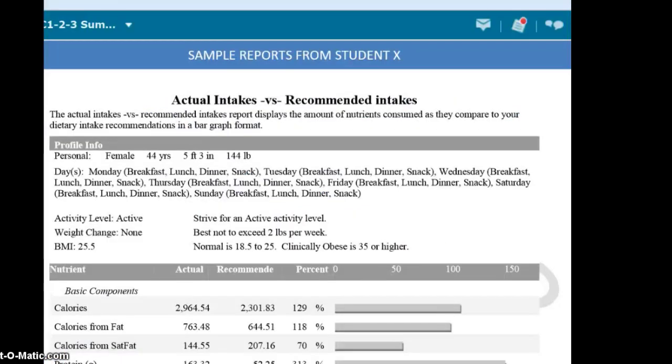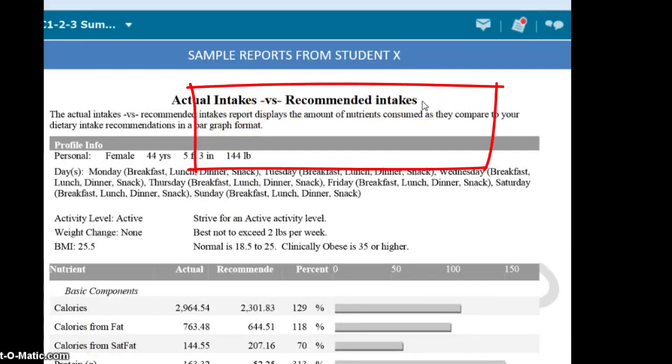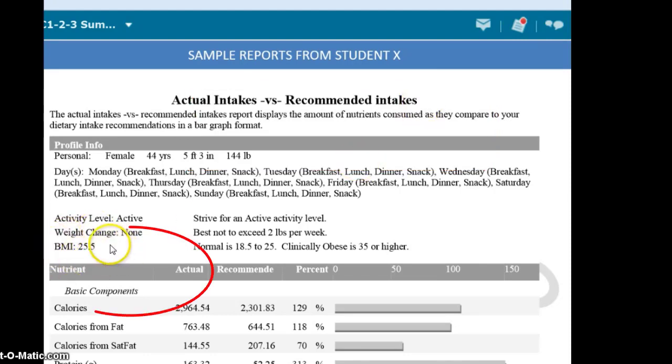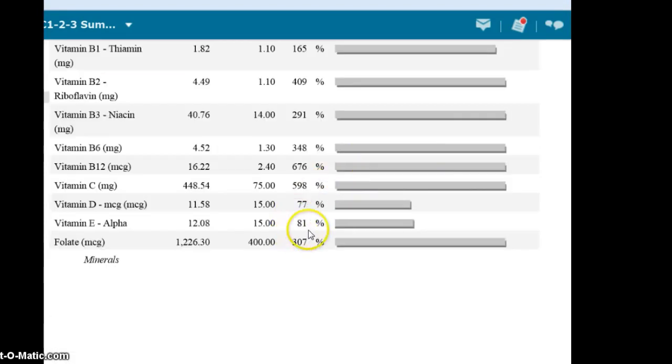Here's a screenshot of an actual intake versus recommended report. The key things to remember in this report are that you'll have a BMI that's generated, recommended versus how much you actually took in, and then a percent. I want you to look through these percentages and tell me the highs and lows, the reasons why this is occurring, and what the problem areas are. For example, this student has a low vitamin D level, only 77% of the vitamin D is being taken in, in comparison to what is recommended.